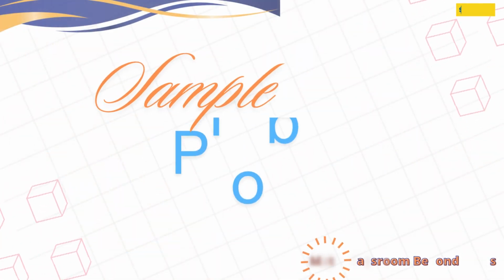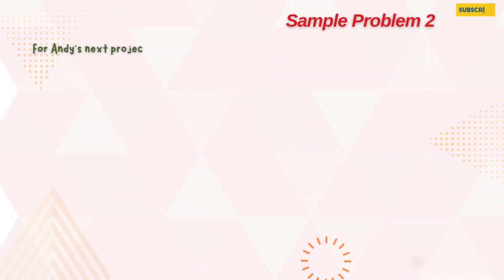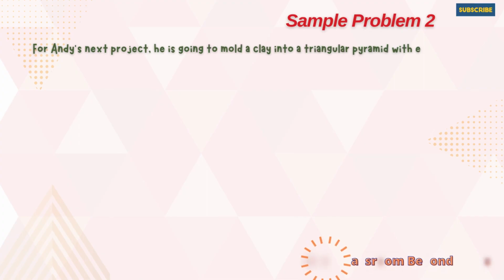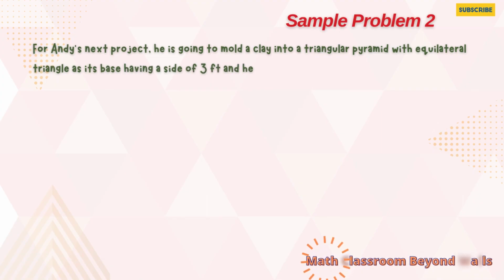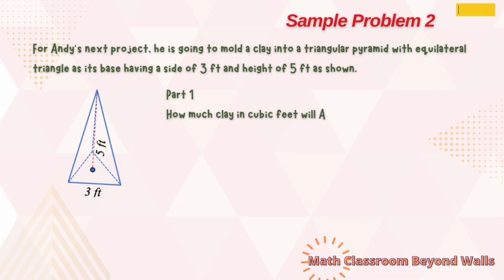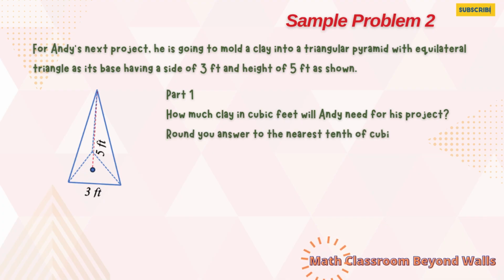Okay, let us move on to sample problem 2. Here's the problem. For Andy's next project, he's going to mold the clay into a triangular pyramid with equilateral triangle as its base, having a side of 3 feet and height of 5 feet as shown. Part 1. How much clay in cubic feet will Andy need for his project? Round your answer to the nearest tenth of cubic feet.